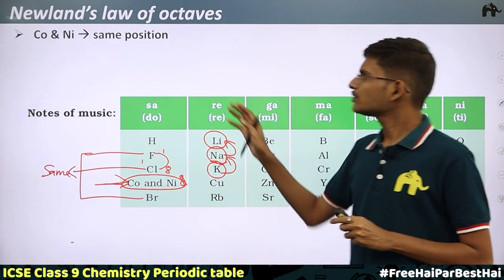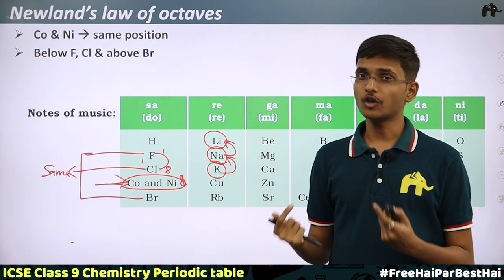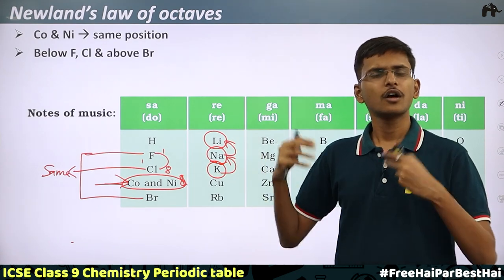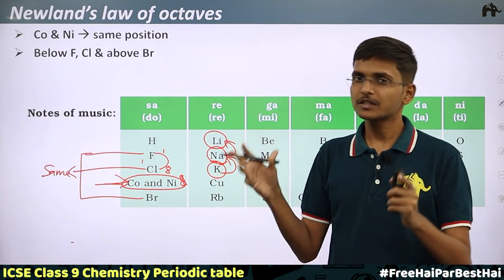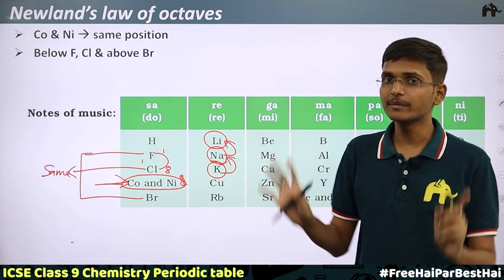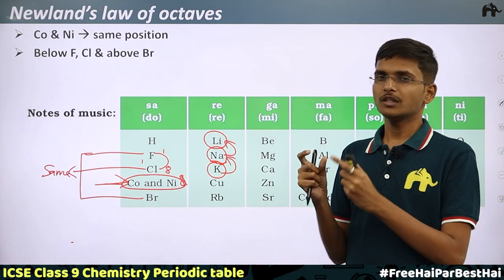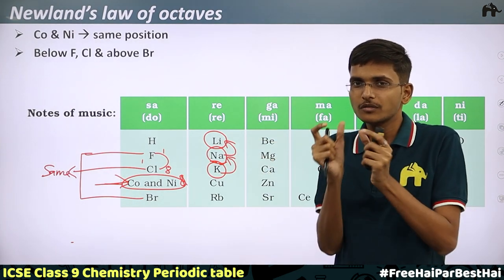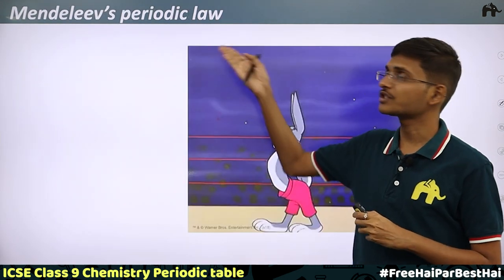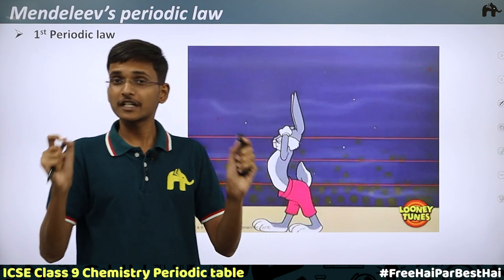Now, here, Newlands made some mistakes, but we all know that the mistakes would be corrected by the next person, the next scientist, the next great person who came after Newlands and brought a revolution in the arrangement of the elements. Nowadays, the great contribution to the periodic table which we are using goes to this scientist, Mendeleev, and he was the first one to give the so-called periodic law.